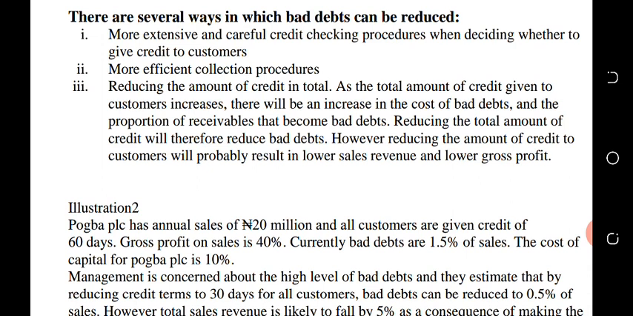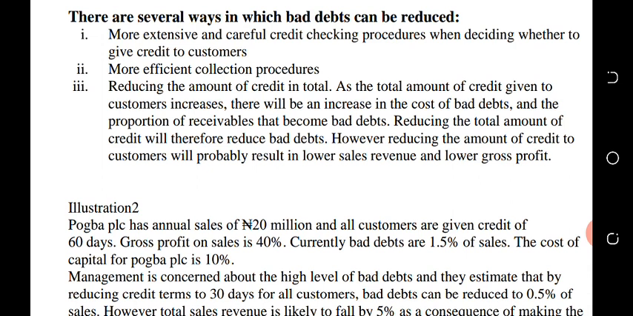So as the total amount of credits given to customers increases, there will be an increase in the cost of bad debts and the proportion of receivables that become bad debts. Reducing the total amount of credits will therefore reduce the bad debt. However, reducing the amount of credits to customers will probably result in lower sales revenue and lower gross profit.